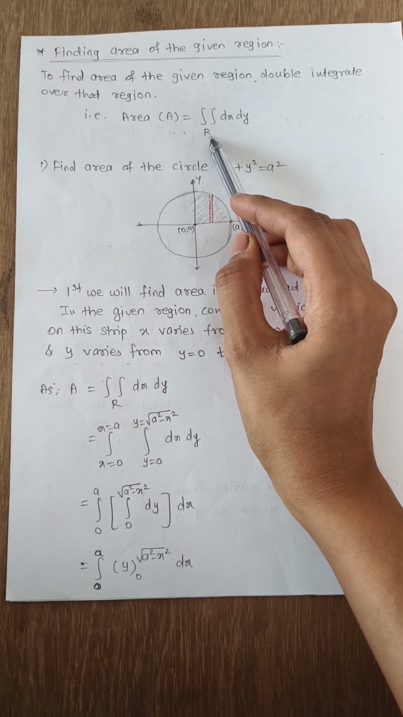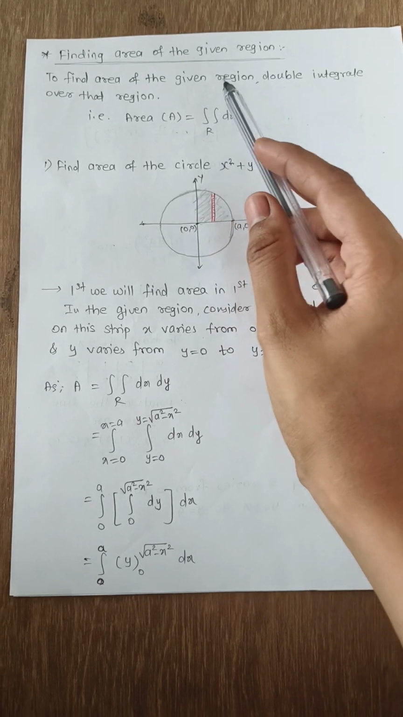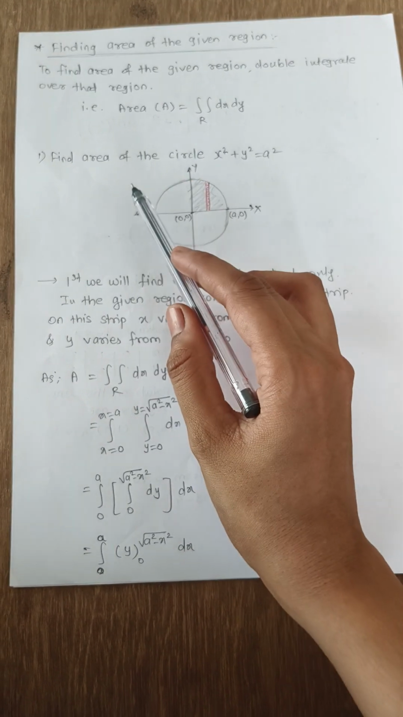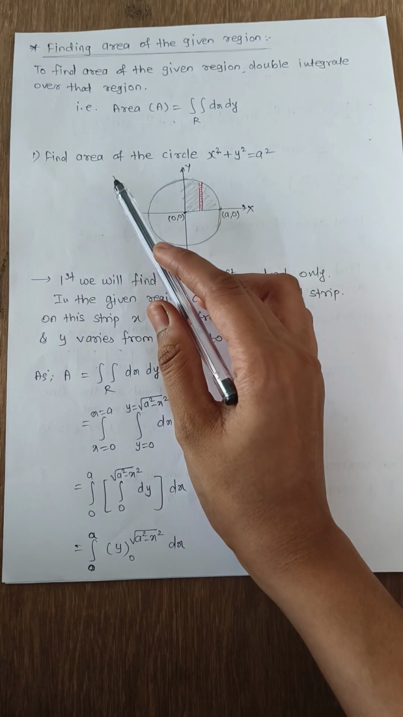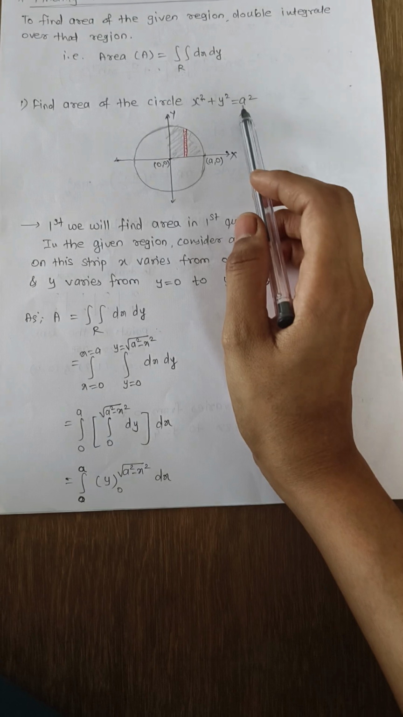Now to evaluate this integration, we have to find the limits of this integration. How to find those limits, we will see with one example. The first example is: find the area of the circle x square plus y square is equal to a square.